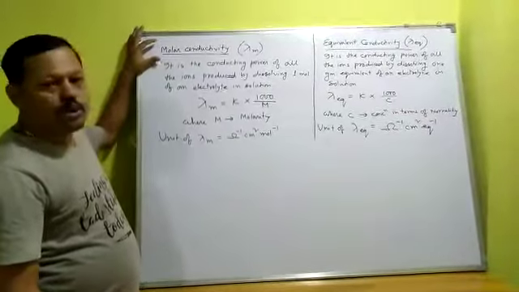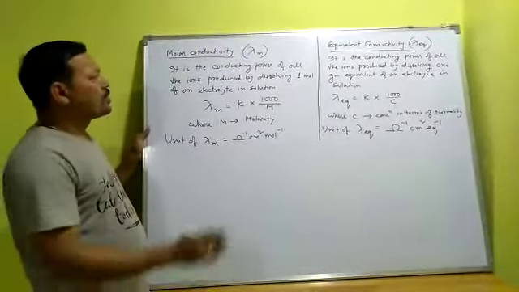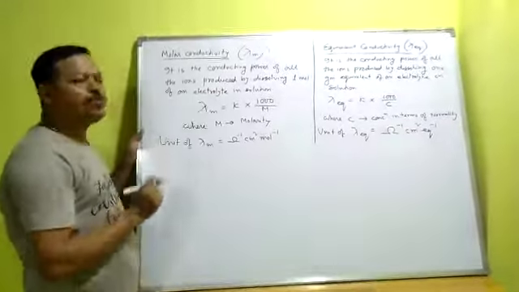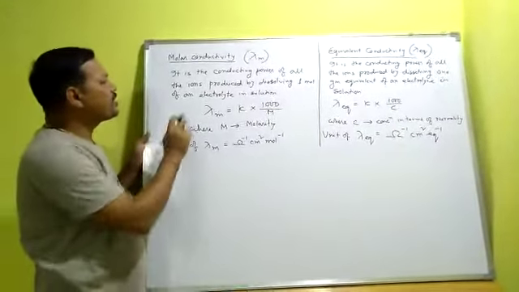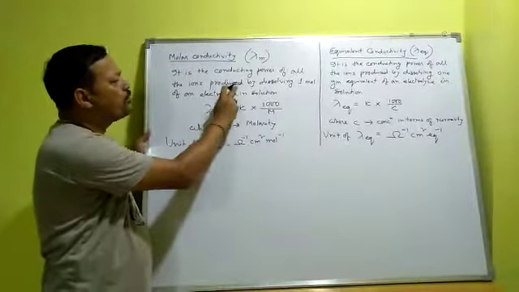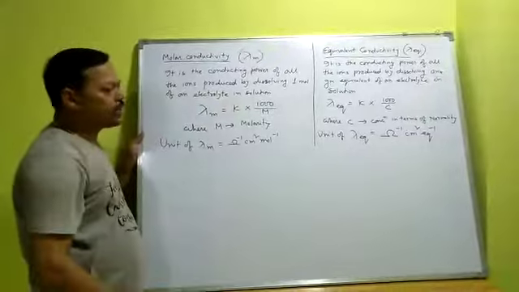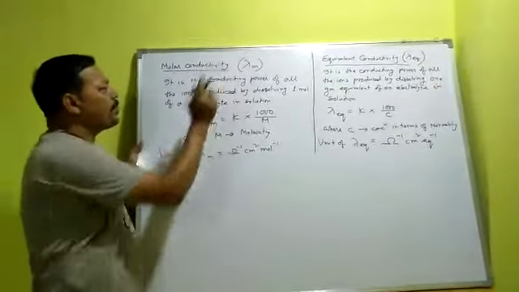Yesterday we have done conductance and conductivity. Now we have to do molar conductivity, which is represented by lambda m. The symbol is lambda m. So what is molar conductivity? The definition is: it is the conducting power of all the ions produced by dissolving 1 mole of an electrolyte in solution. It is represented by lambda m.